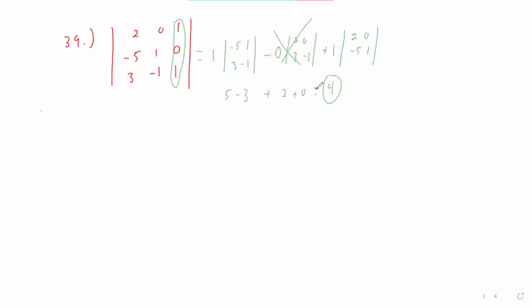So I was able to easily determine a 3 by 3 determinant by picking a specific row or column that had the easiest math.